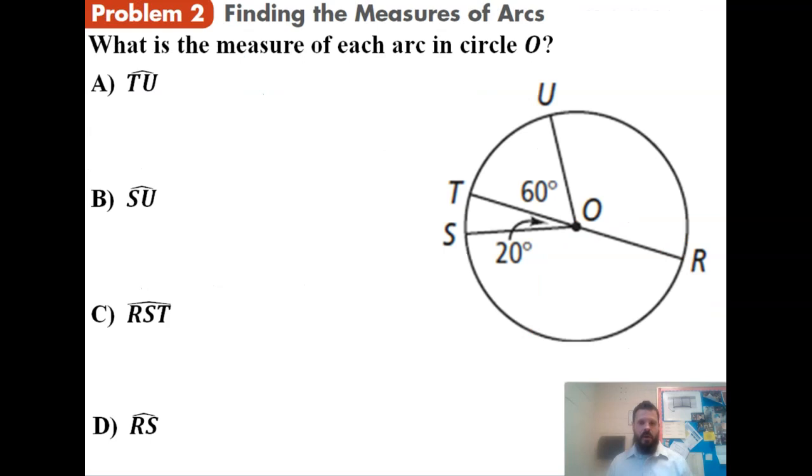So let's look at calculating some arc measures. Problem 2 just says, what's the measure of each arc in circle O? Part A, we want to know arc TU. Let's find that first. That is a minor arc, TU, right there. And for that, we're just going to use the definition of arc measure. We said it's equal to the measure of the central angle that makes that arc up. So if I trace that arc back to my center, I have a central angle of 60 degrees. That's why that arc measure is just 60 degrees.